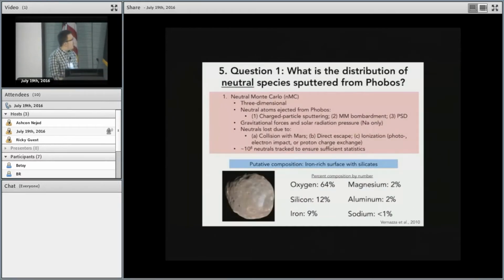So in order to look at what these neutral distributions are, we used a neutral Monte Carlo. It basically just follows neutrals as they're ejected from Phobos throughout the Martian gravity well. They're lost from a couple of different processes: collisions with Mars, escape, or ionization. We took a rough estimate for the surface composition. These are obviously somewhat uncertain, but it's a dominantly silicate surface, so you have a lot of oxygen, a lot of silicon, and a handful of other minor species.